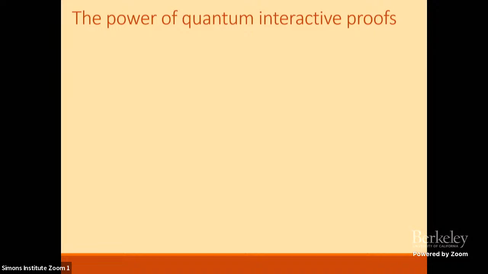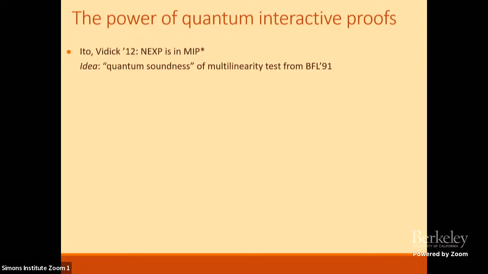One of the first results is a result that I had at the end of my PhD with Ito. What we showed is that this potential collapse that I described earlier, where it could be that these quantum strategies are used to defeat your proof system, doesn't happen in general. In fact, we showed that it doesn't happen for a specific proof system, but that's the important one. It's a proof system that was used in the Babai et al. paper showing that MIP is equal to NEXP.